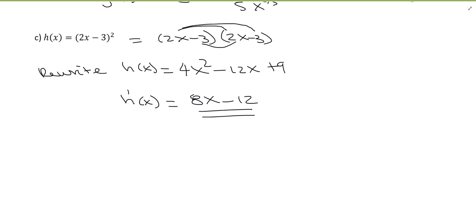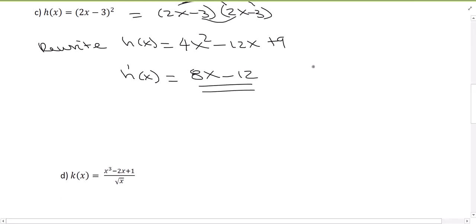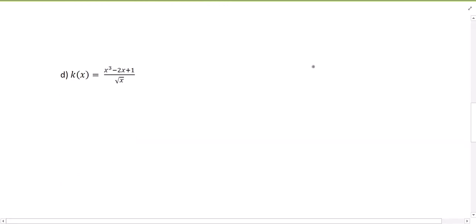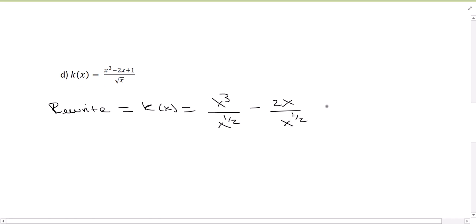And our last example for the general power rule is part D over here. k of x is x cubed minus 2x plus 1 divided by the square root of x. So I could be tempted to use the quotient rule, but the quotient rule is kind of a lot, right? It's very involved. So instead, I'm just going to rewrite it, because I have a single denominator on the bottom, so I can say that k of x is x cubed over the square root of x, which is x to the 1/2, minus 2x over x to the 1/2 plus 1 over x to the 1/2.